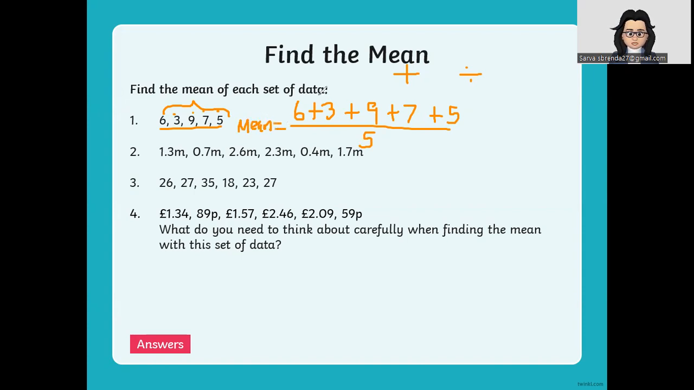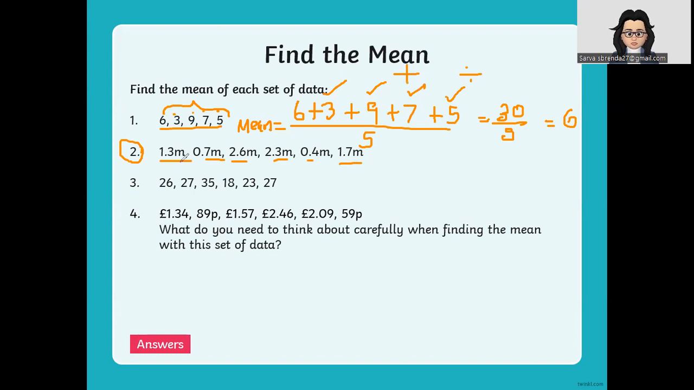And what's the answer? 6 plus 3, 9. 9 and 9, 18. 18 and 7, that's 25. 25 and 5, it's 30. So now you write 30 divided by 5. And yes, we get 6 again. Now what if we have, number 2, decimal numbers? Well, it's the same thing.